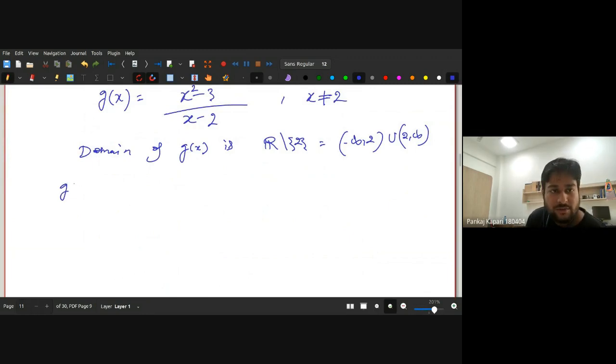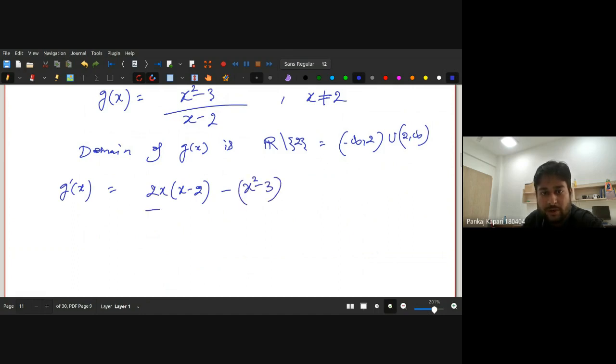So for that, let's find the derivative of g. What should be the derivative of g? For that, we have to apply the quotient rule, which says: differentiate the function in the numerator, multiply it with the function in the denominator, and subtract the reverse process, that is x square minus 3, and the derivative of the denominator is 1, divided by (x minus 2) whole square.